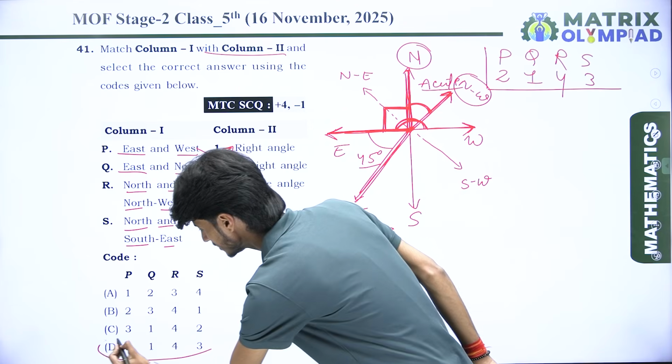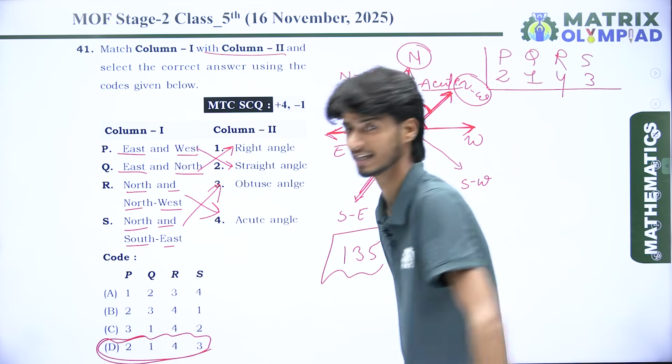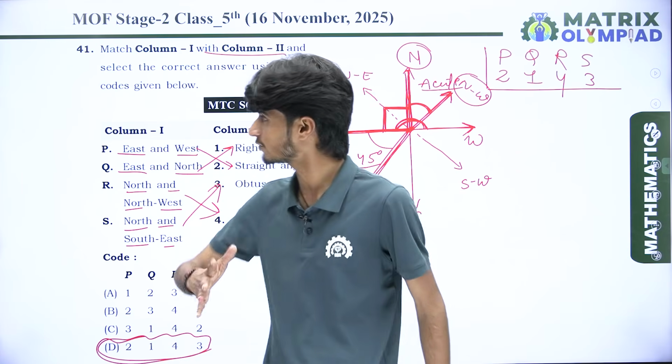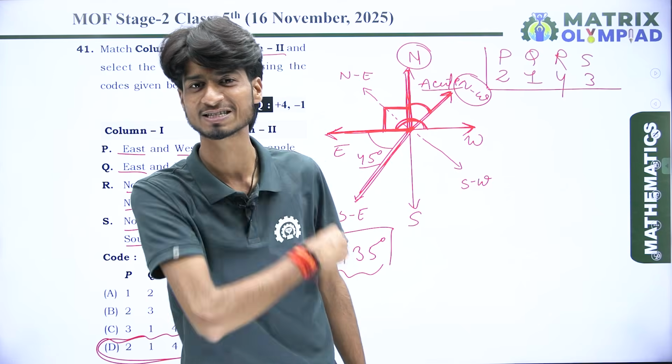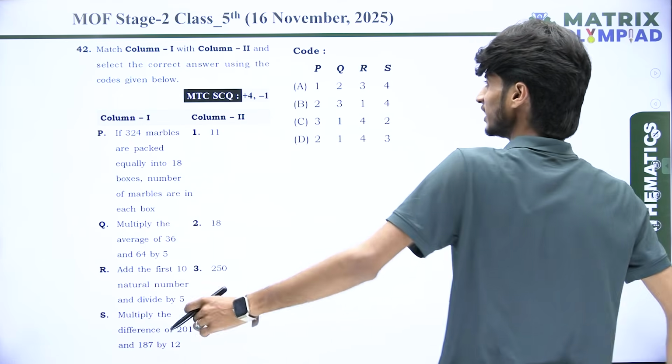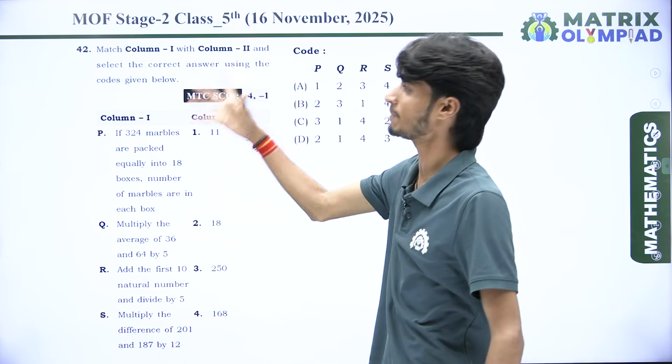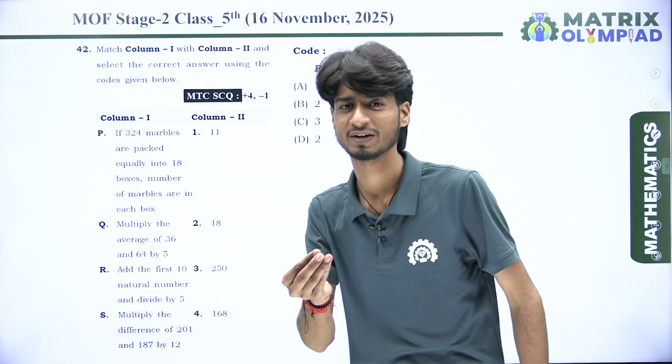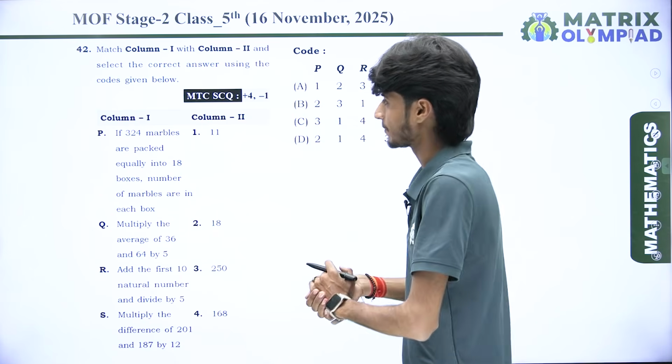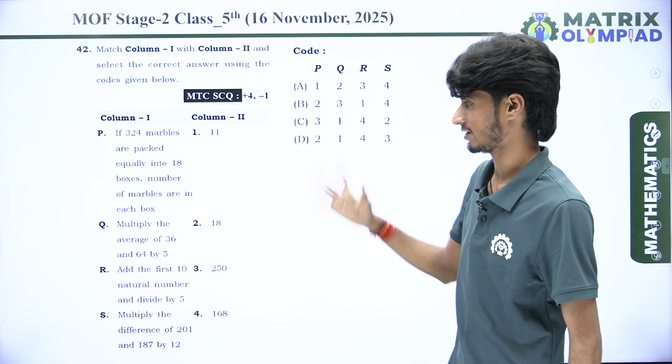2143. This is in option D. So we say that option D is correct for question number 41. Let's come to the next question. So the next question is question number 42. It also depends on column first and column second. So let's see, in the column first, what do we have?